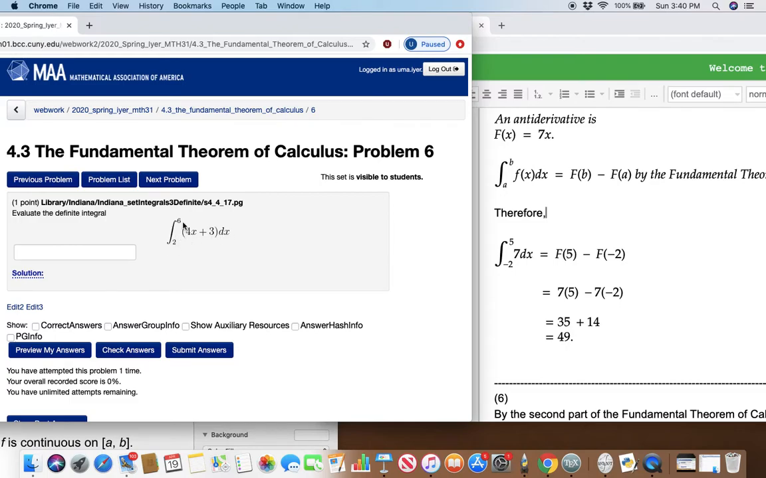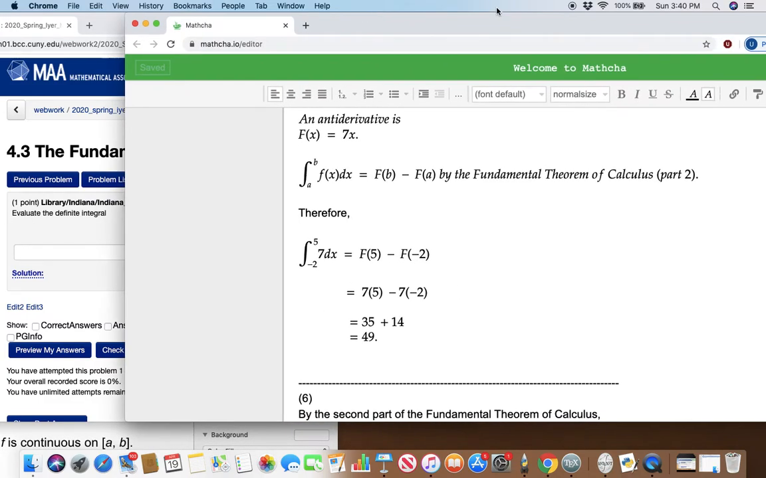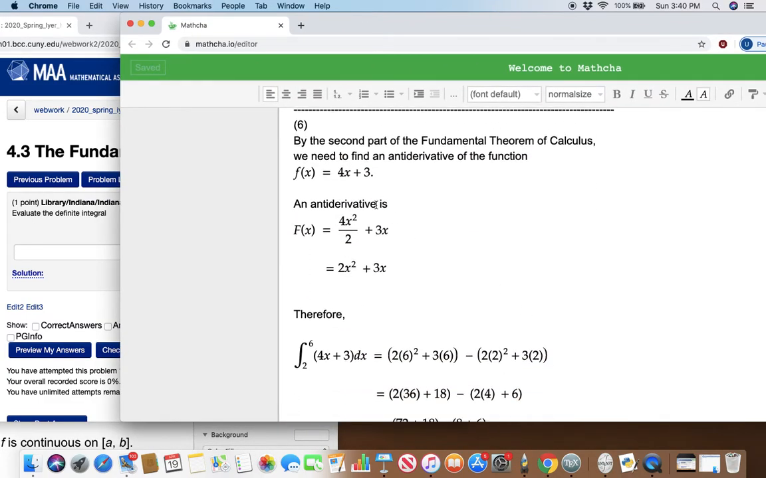Again, these are purely numbers, so this is called a definite integral. So find an antiderivative of this, evaluate at 6, minus the antiderivative evaluated at 2. So we are using the same approach. That's your function. Its antiderivative: increase the power of x by 1 and divide by the new power. Plus 3. 3 is a constant. You have plus 3x.